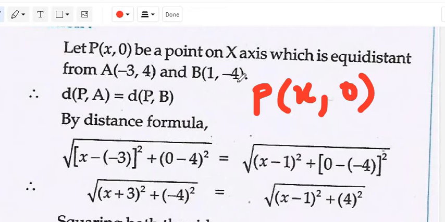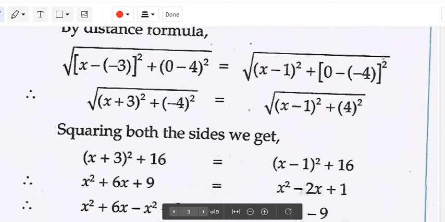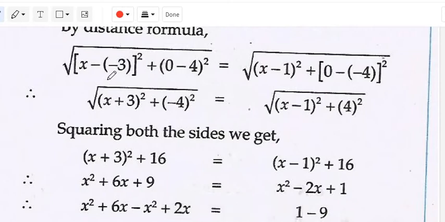Minus minus is plus, so (x plus 3) to the whole square plus (0 minus 4, which is minus 4) to the whole square is equal to (x minus 1) as it is, 0 minus minus 4, minus minus, that is plus 4. Understood? Now squaring on both sides. If I square on both sides, this square root sign and this square root sign get cancelled, and we get (x plus 3) to the whole square plus 16 is equal to (x minus 1) to the whole square plus 16.